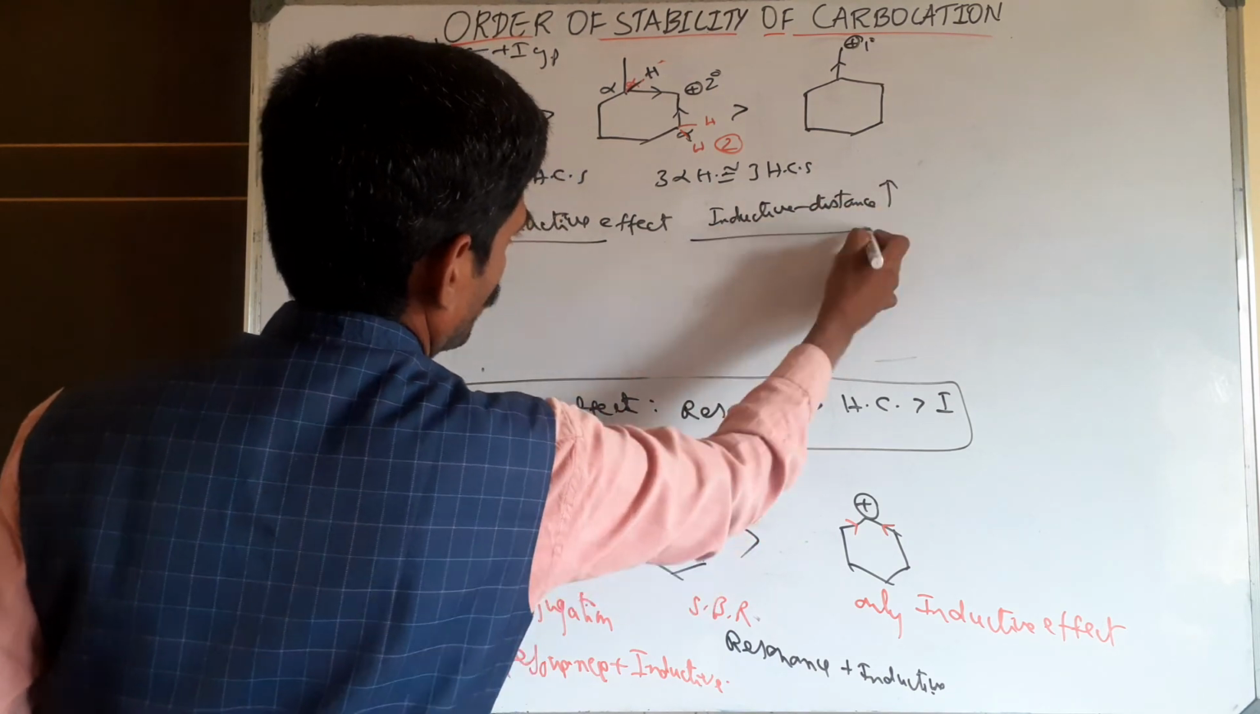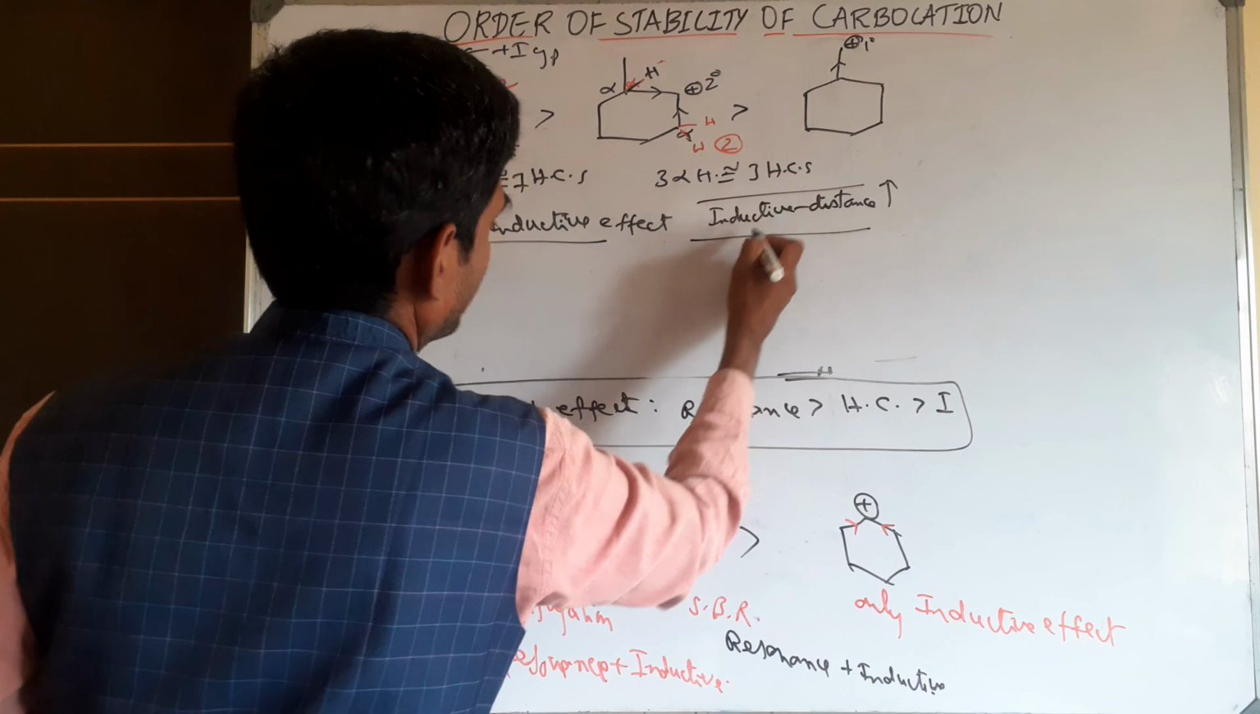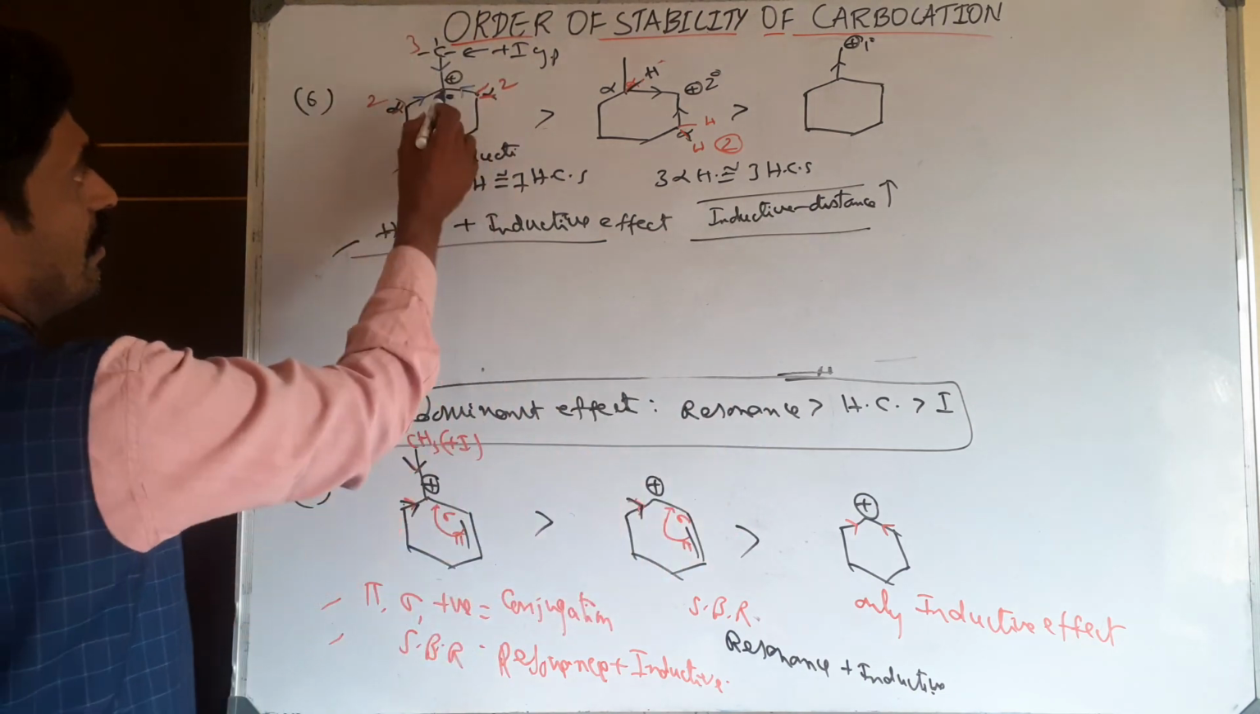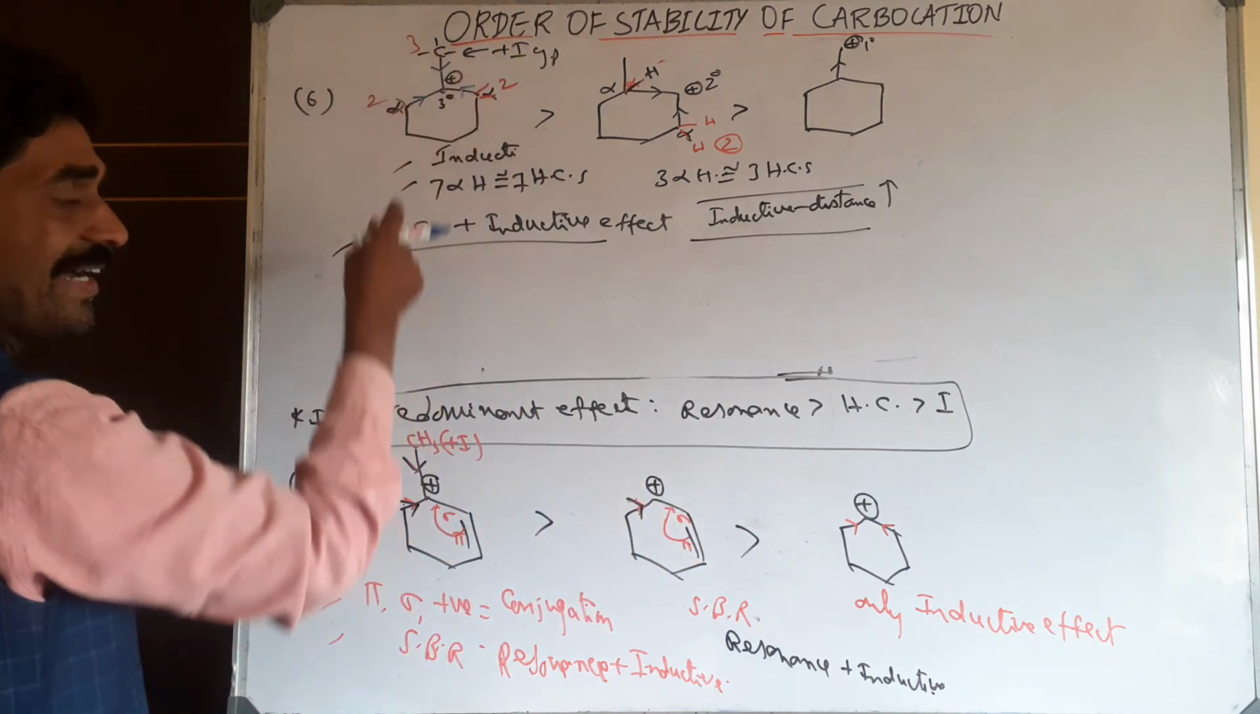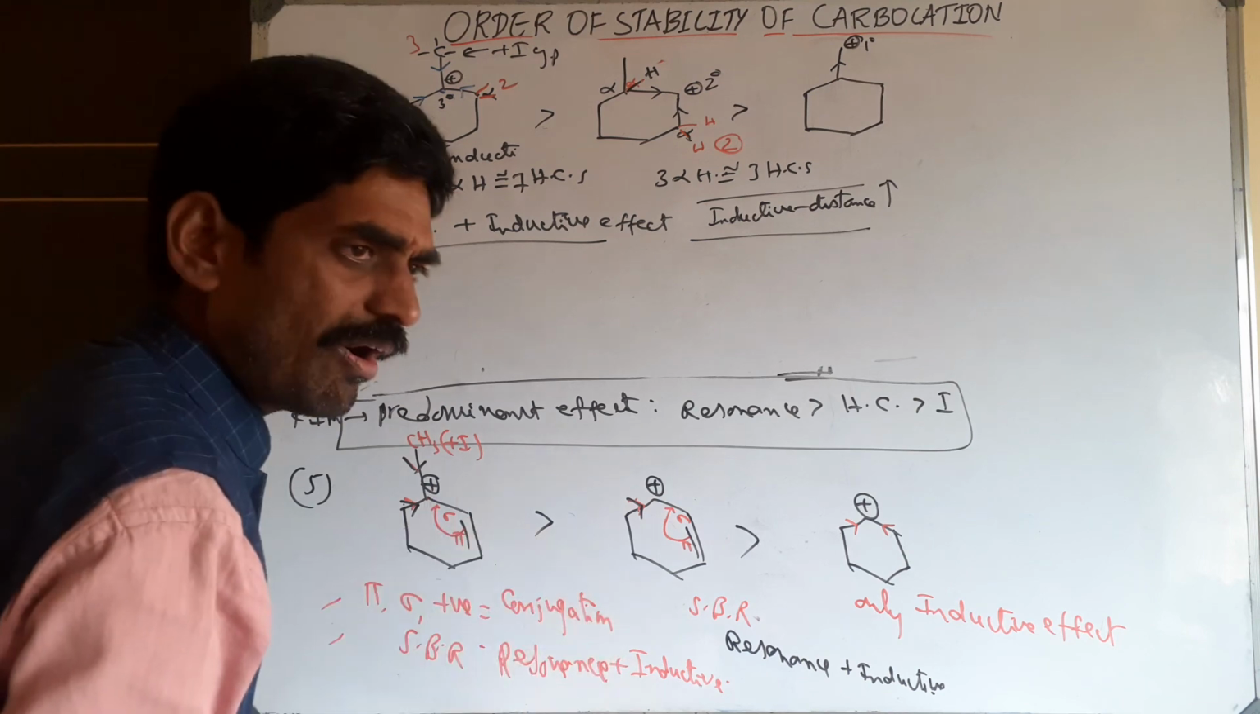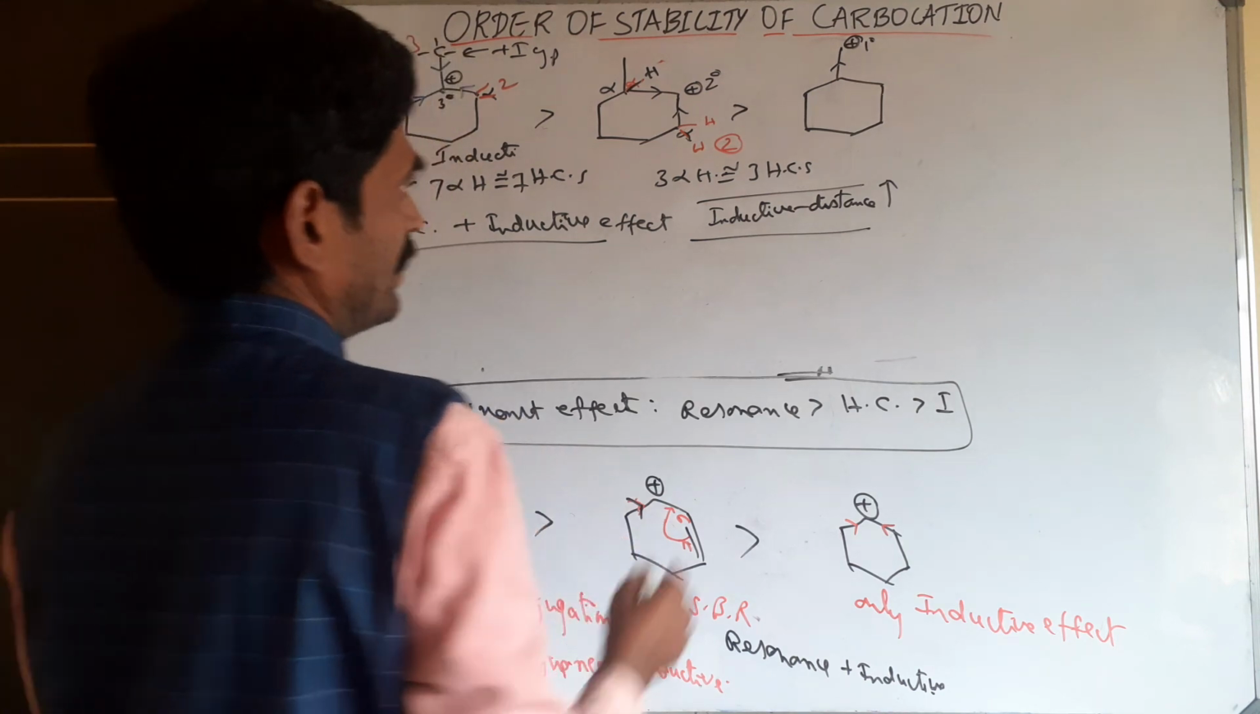The distance is more, but here the alkyl group is directly bonded to the tertiary carbocation, right? It directly releases electrons, so the effect is more. Okay, so then come here.